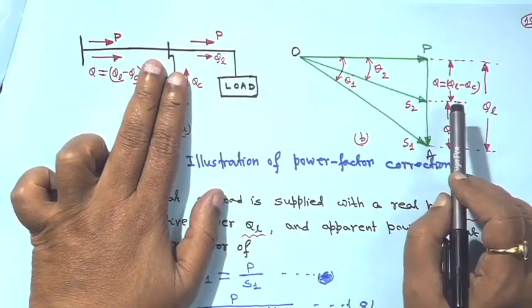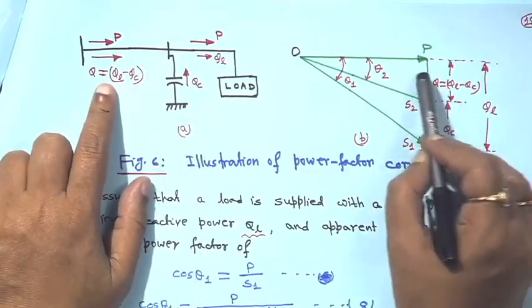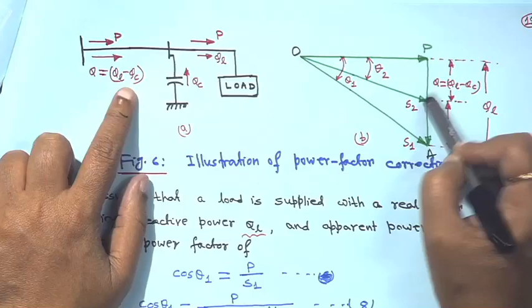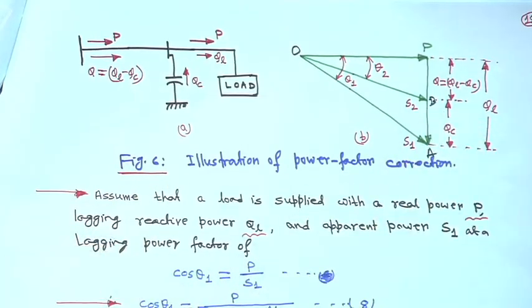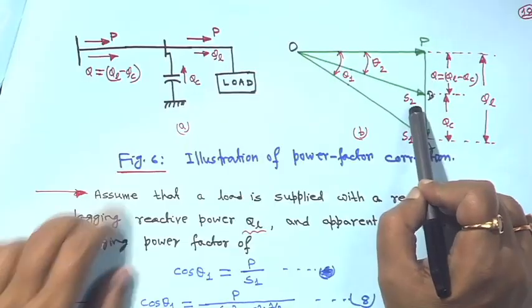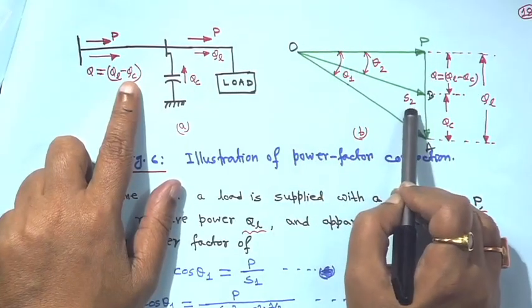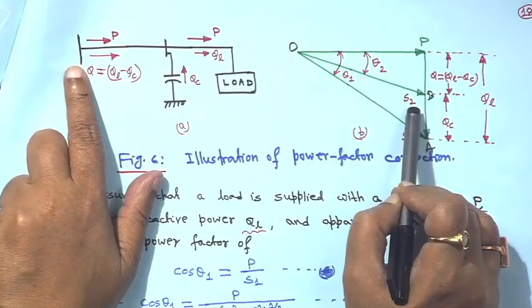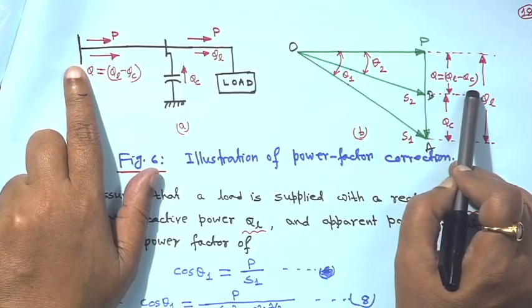But as soon as you put some amount of capacitor QC, at that time Q will be QL minus QC. So, say this height is A, B, C, and this is B. Then at that time Q is equal to QL minus QC. That means the apparent power drawn from the source will decrease. S2 will be the square root of P squared plus (QL minus QC) squared.